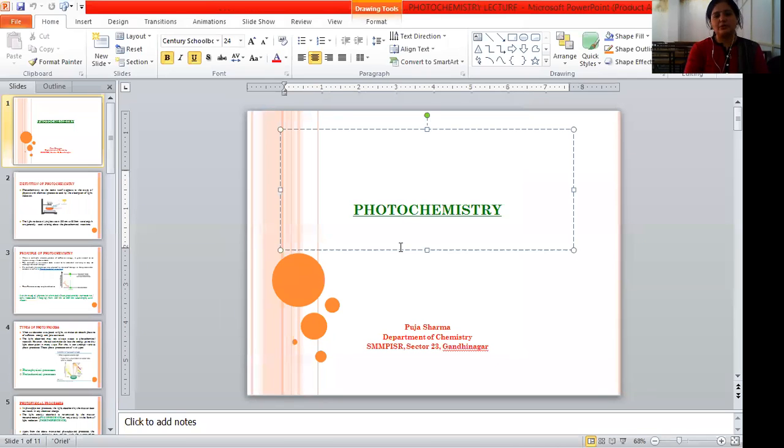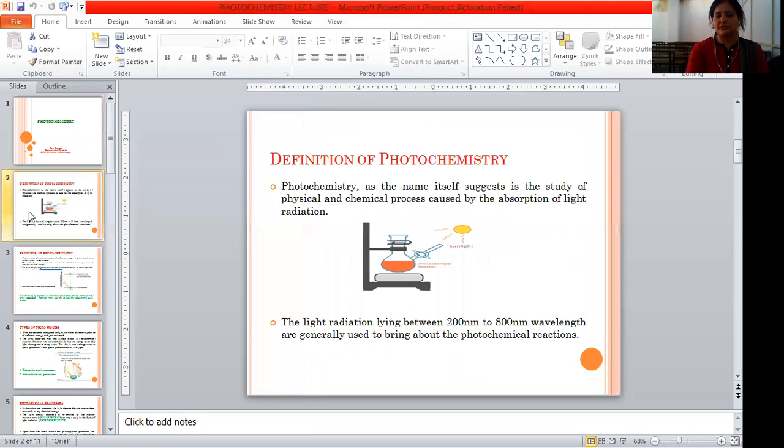In chemistry, we study a number of reactions. It can be a photochemical reaction, it can be a thermodynamical reaction, it can be nuclear chemistry, and so on. In photochemistry, basically, as the name itself suggests, it is the study of physical and chemical processes which are caused by the absorption of light radiation.